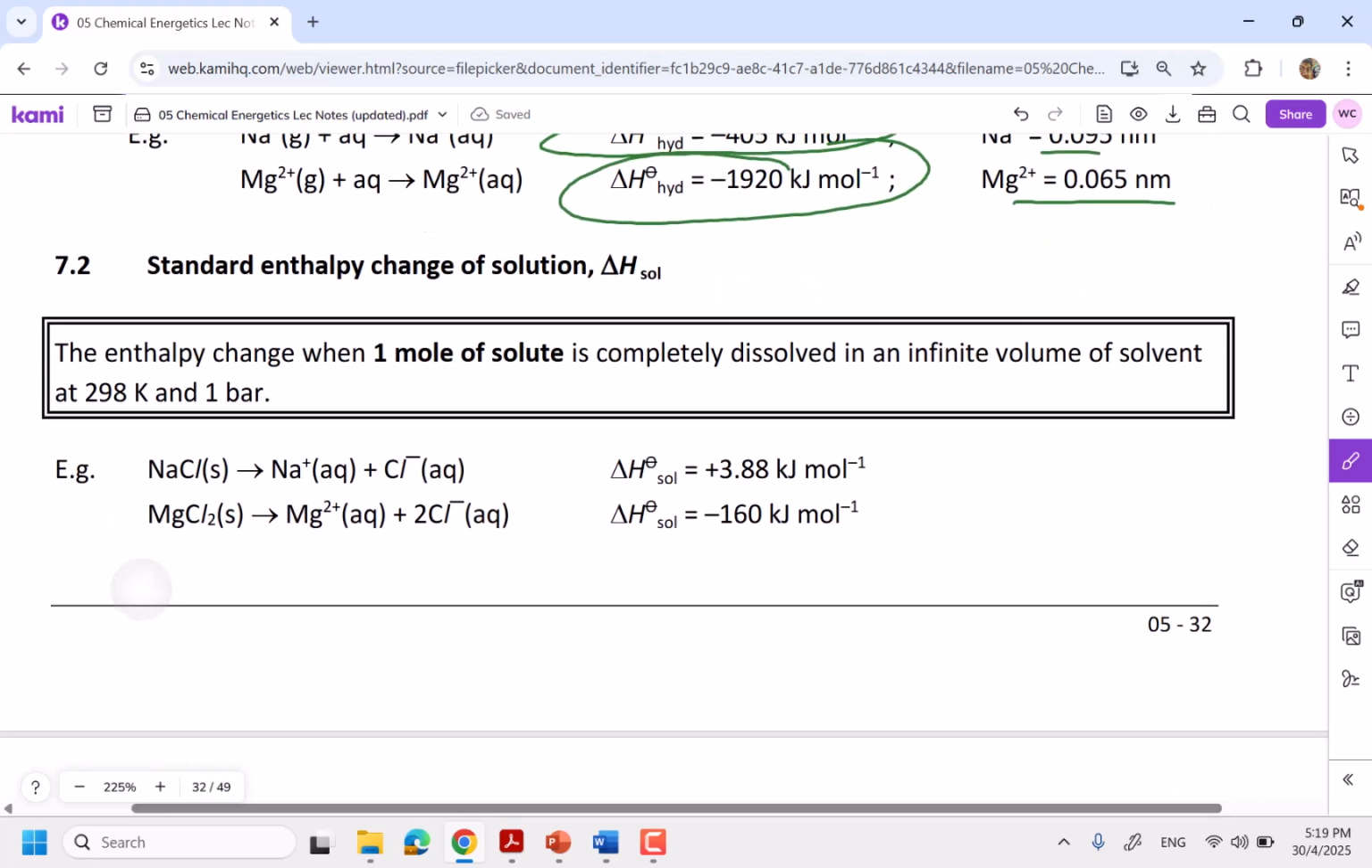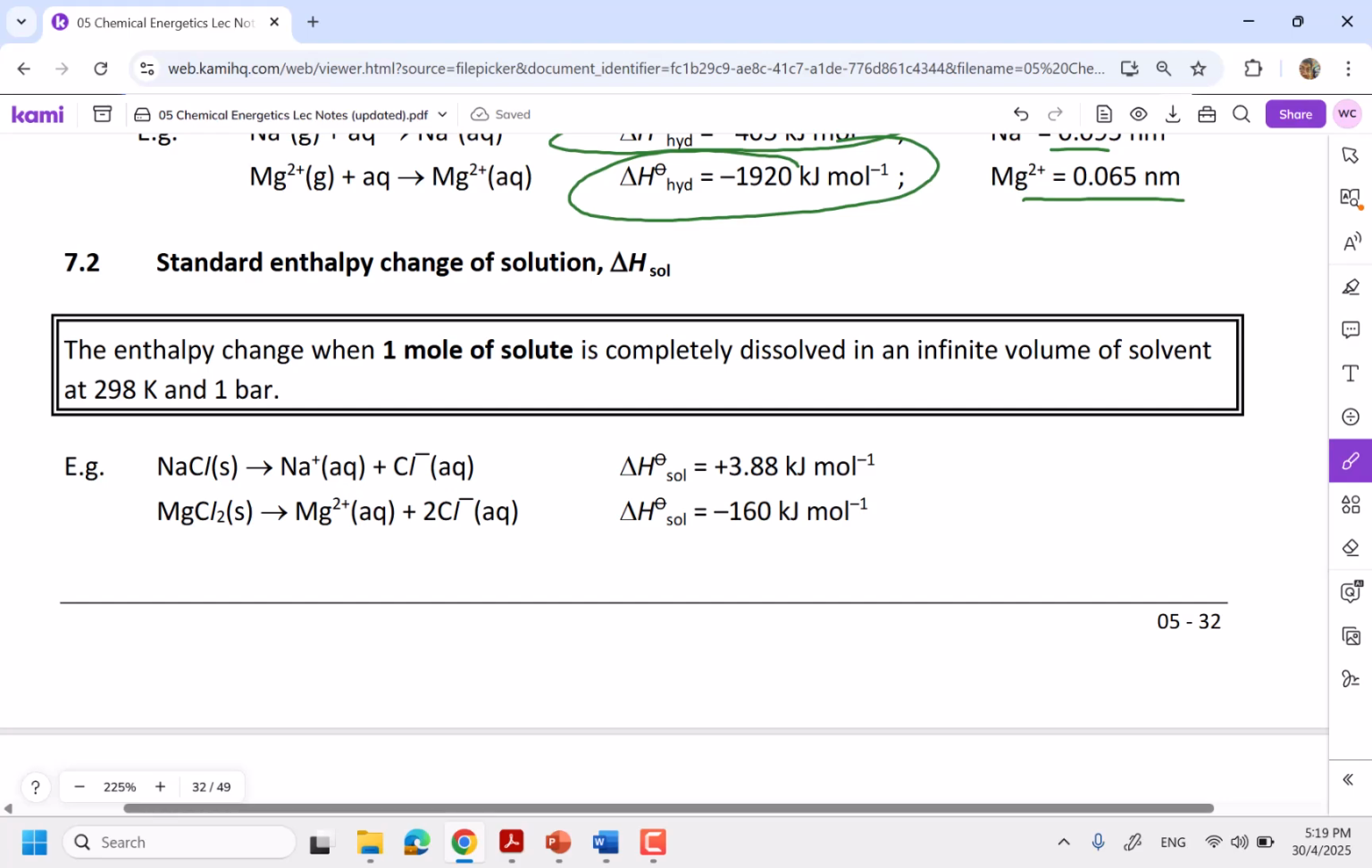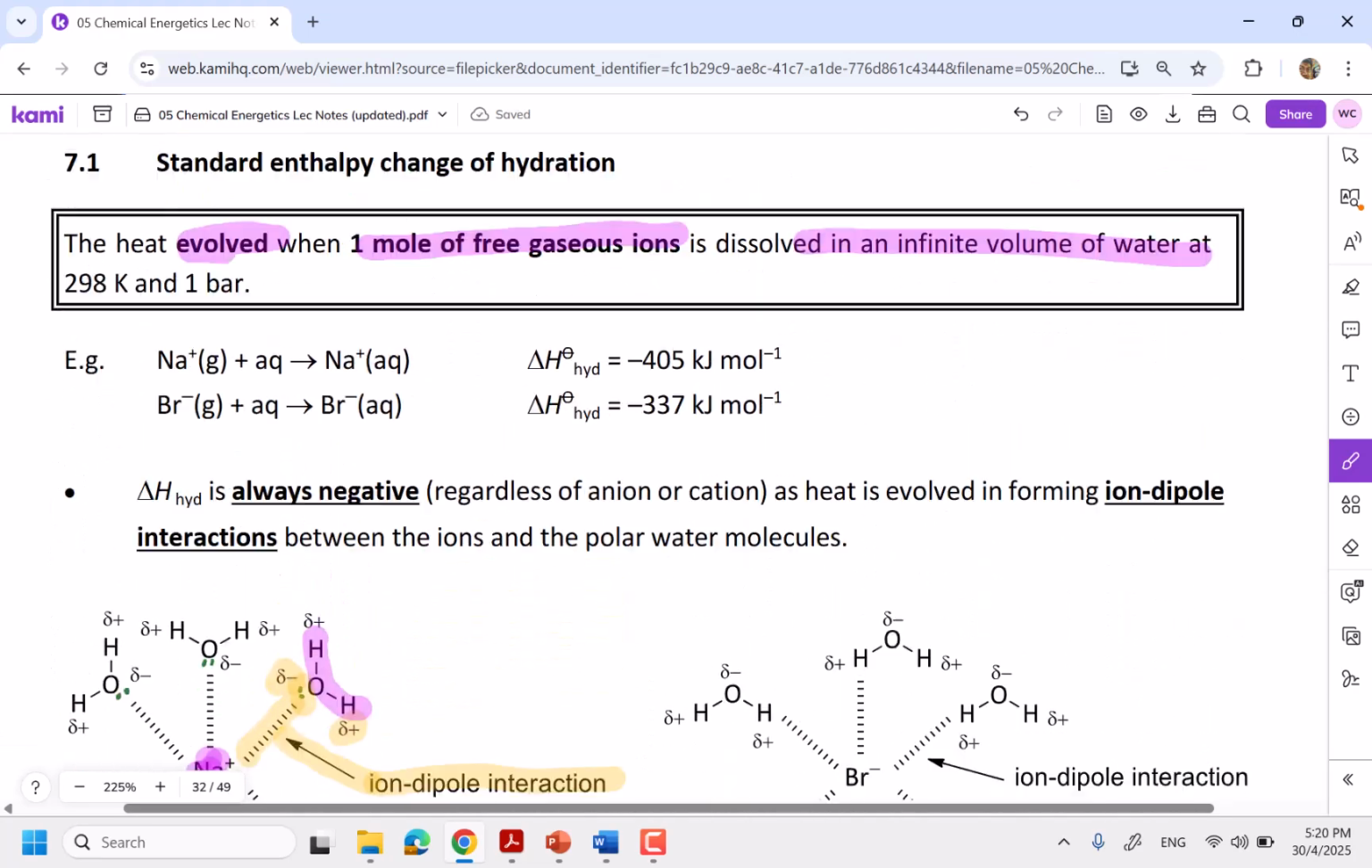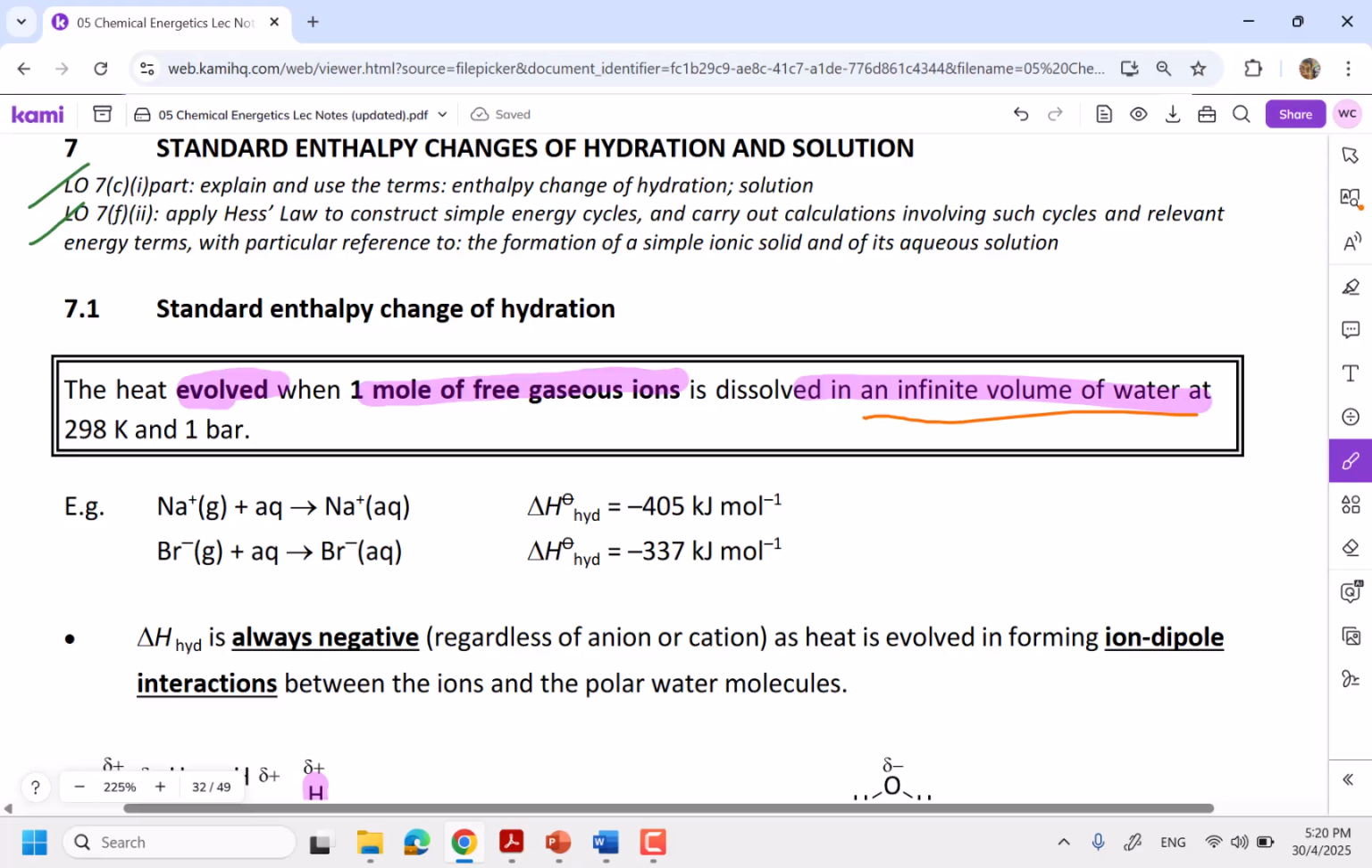Then moving on to 7.2, we have the standard enthalpy change of solution. By definition, it is the enthalpy change when 1 mole of the solute is completely dissolved in infinite volume of the solvent. The solvent here need not be water, but in most cases, based on the examples we often use and the chemistry we are dealing with, at least as JC students, it's usually water. It can be other solvents, which is why the definition says infinite volume of solvent, but for hydration we highlight infinite volume of water.